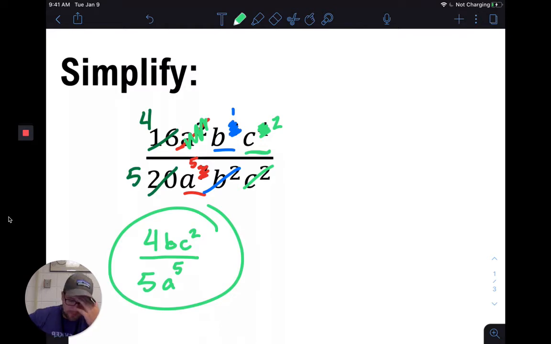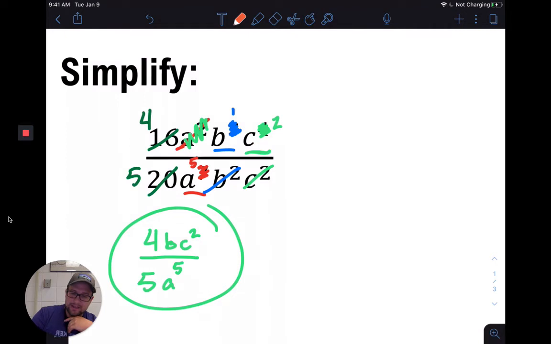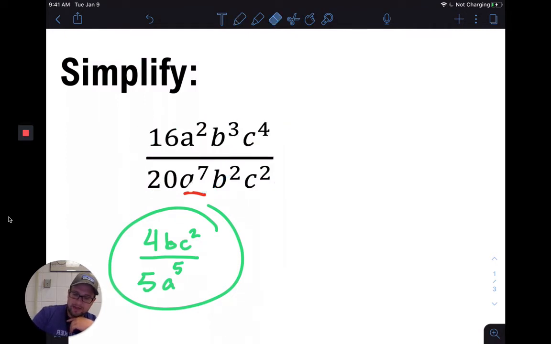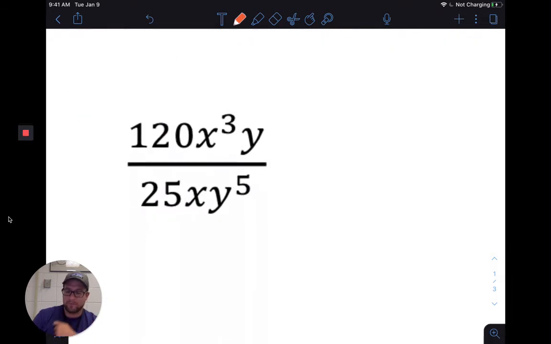Now, I just want to remind you of something. This was easy because at the very beginning here, everything was multiplied together. There were no pluses, there were no minuses anywhere. If you have pluses and minuses, you cannot cancel stuff out this way. So take advantage of it on the easy problems. On the harder ones, we got to be more careful.